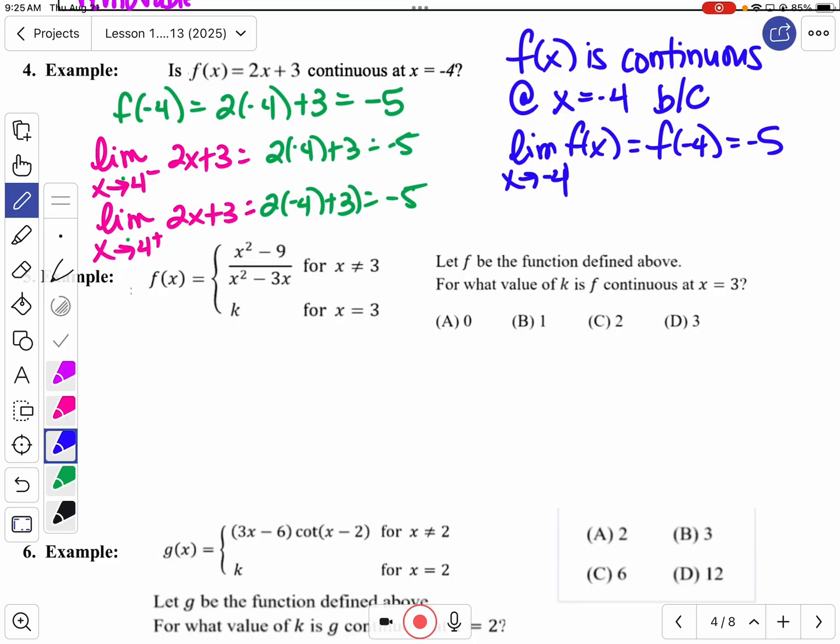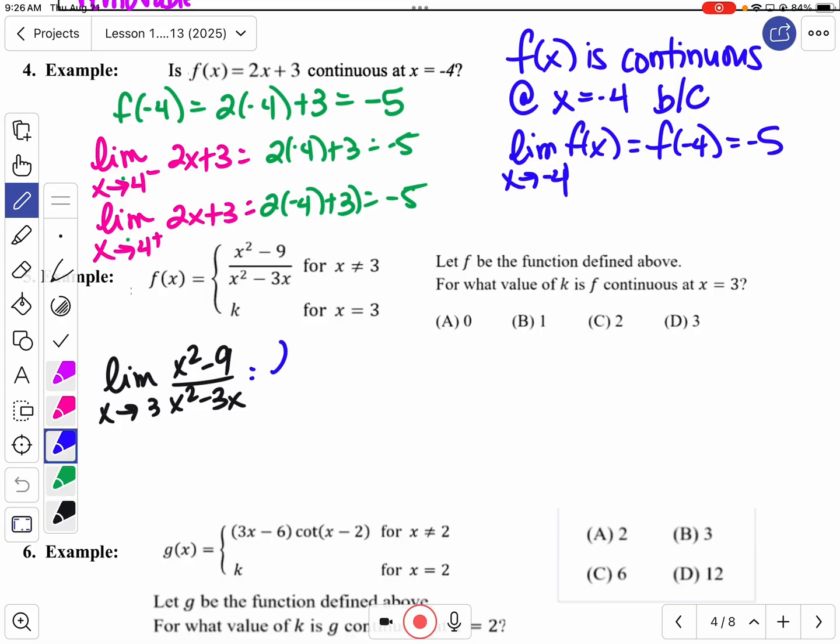So in order for it to be continuous, the limit has to equal the value of the function. Well, I don't know the value of the function at 3 because it's k. But could I find the limit as x approaches 3? Yes. So we're going to start with the limit as x approaches 3 of x squared minus 9 over x squared minus 3x. Now, if we evaluate that limit as is, what's going to happen? It's 0 over 0. So we're going to have to use some manipulation here.